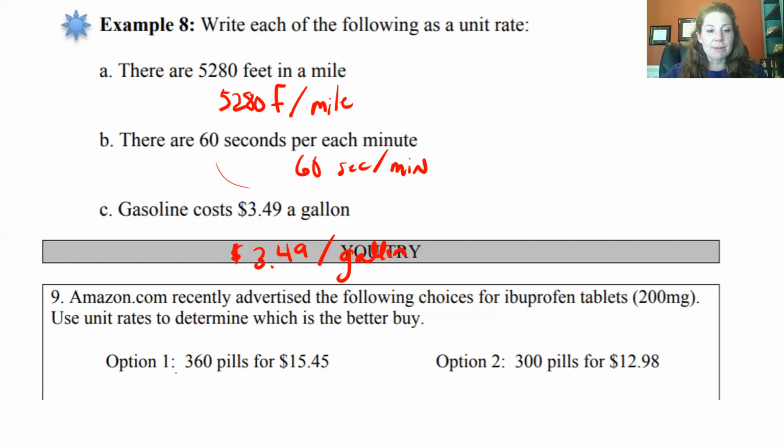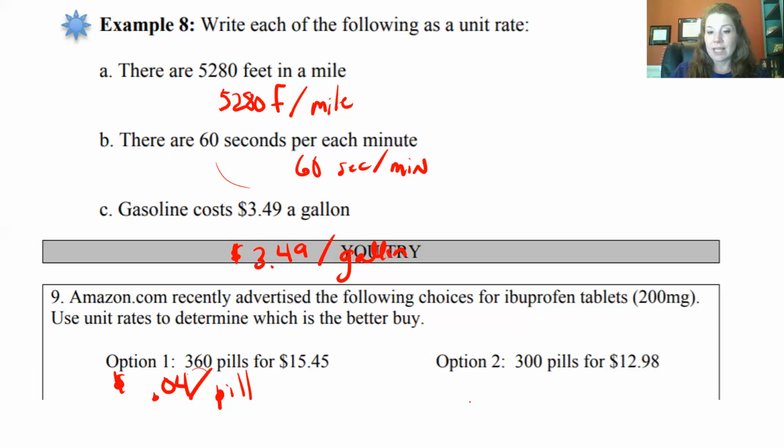All right, so number 9, option 1, if I buy 360 pills for $15.45, I want to know how much each pill would cost. So I'm going to divide the money, 15.45, by 360 pills. So that means I am spending 0.042. So that means I am spending 4 cents per pill. Option 2, I buy 300 pills for $12.98. $12.98 divided by 300. That cost me 4 cents.